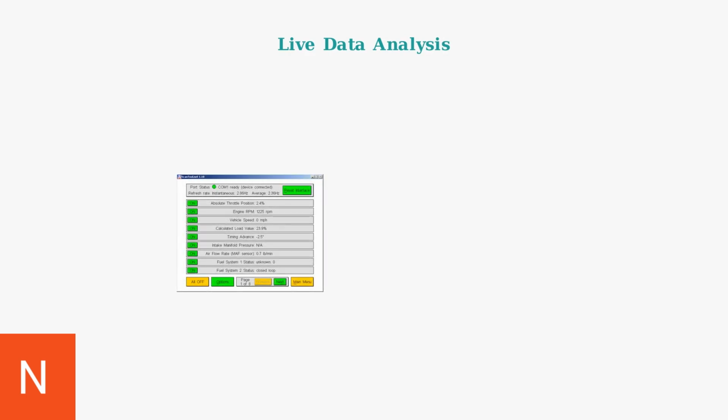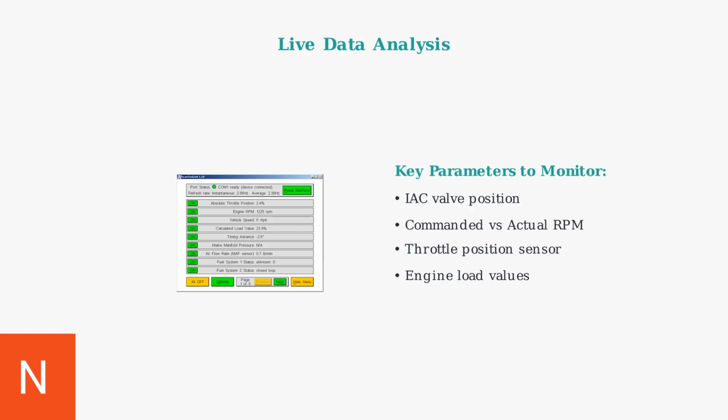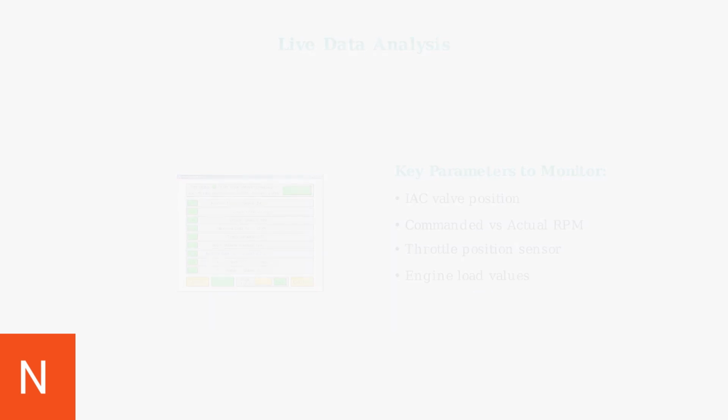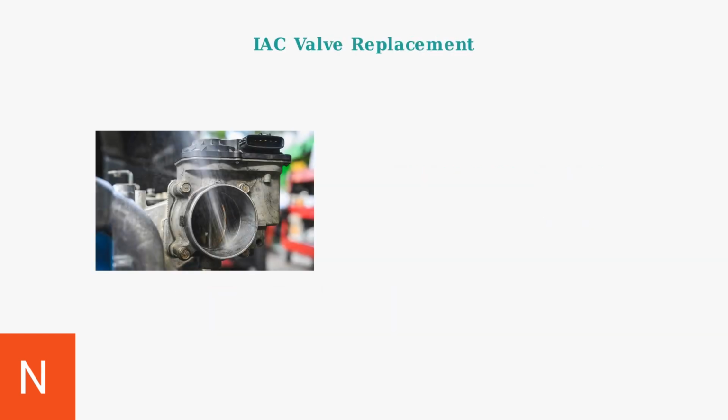Live data monitoring allows you to observe IAC position and compare commanded versus actual idle speed. This real-time analysis helps pinpoint the exact nature of the problem. Monitor key parameters including IAC valve position, commanded idle RPM versus actual RPM, throttle position sensor readings, and engine load values to identify discrepancies. If replacement is necessary, proper preparation is crucial.